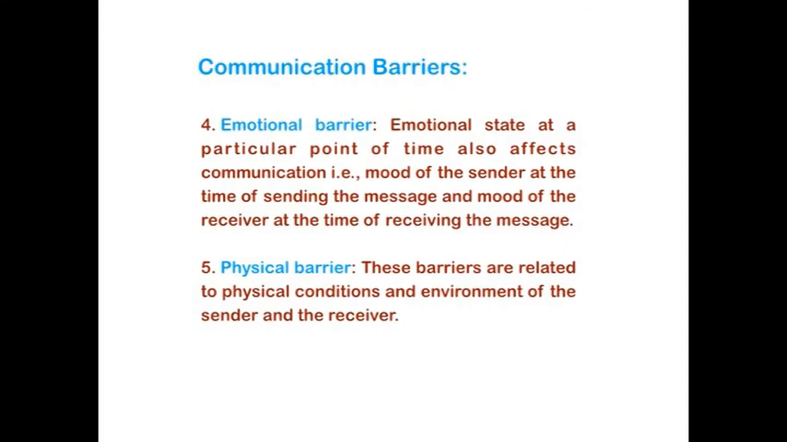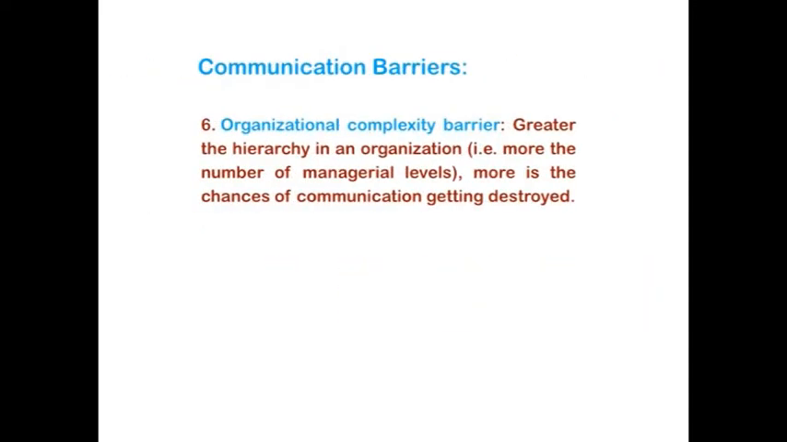Emotional barrier. Emotional state at a particular point of time also affects communication. That is, the mood of the sender at the time of sending the message and the mood of the receiver at the time of receiving the message. Physical barrier. These barriers are related to physical conditions and environment of the sender and the receiver. Organizational complexity barrier. The greater the hierarchy in an organization, that is, the more the number of managerial levels, the more is the chance of communication getting destroyed.